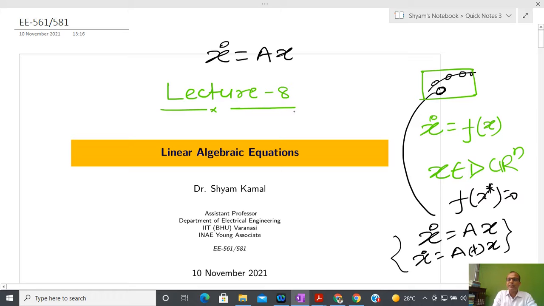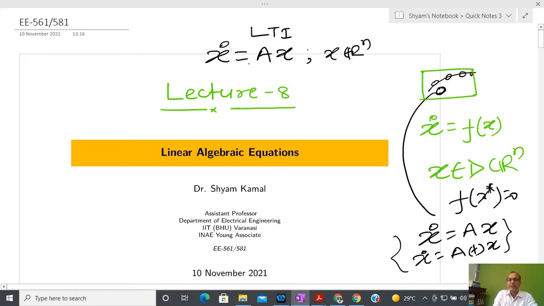Dhawal, could you please tell me? For x dot equal to Ax, that is a linear time invariant system, how to calculate the equilibrium point? Dhawal, are you here? Yes, yes. So how to calculate the equilibrium point? Do you have any idea?